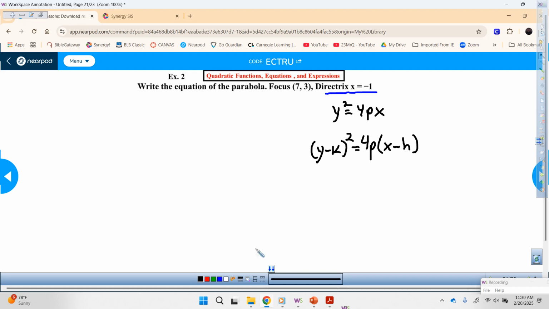All right, so let's see what information they give us. Do they give us a focus? Yes, 7, 3. But we also need what? A vertex. We also need a point on the directrix. And we also need the distance between the points.